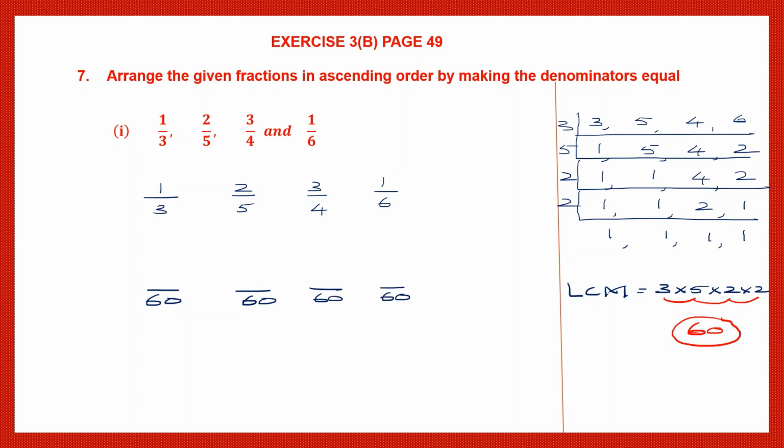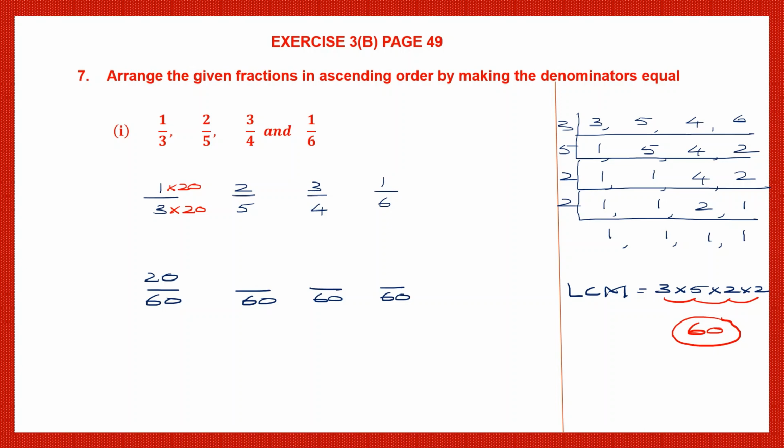Now let's go to the first fraction here, that is 1 by 3. The denominator is 3 and now we have made it 60. Now 3 into what will give us 60? 3 into 2 is 6, so 3 into 20 will be 60. So we multiply this also by 20. So 1 into 20 is 20. So we've got the first fraction 20 by 60.